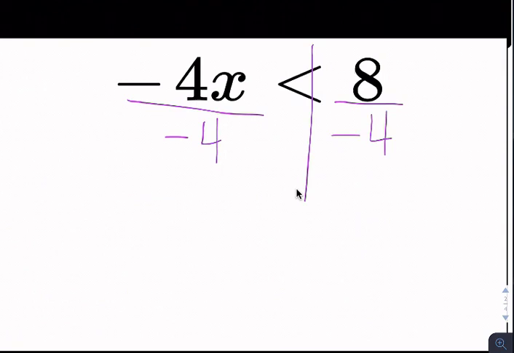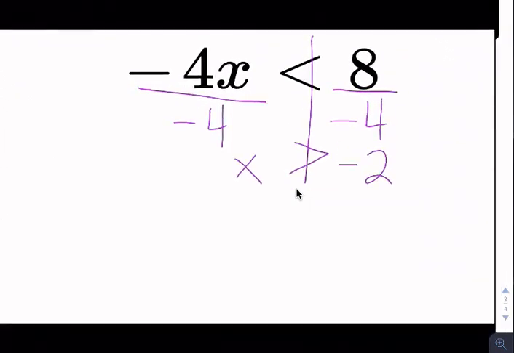And when I do that, I'm left with positive x, but now my less than symbol becomes greater than. So I have x is greater, oops, let's fix that. x is greater than, and 8 divided by negative 4 is negative 2. So because I divided by a negative, anytime you have to divide by a negative, you're going to flip the inequality sign as well. It's going to become the opposite.